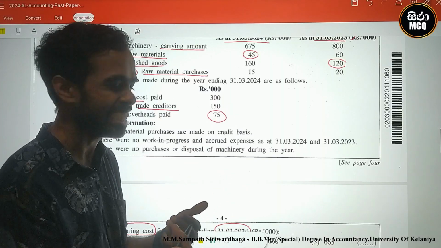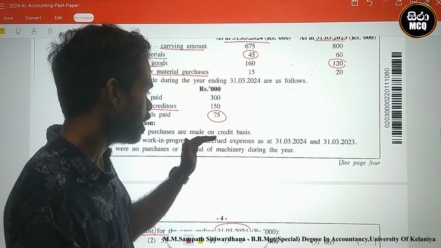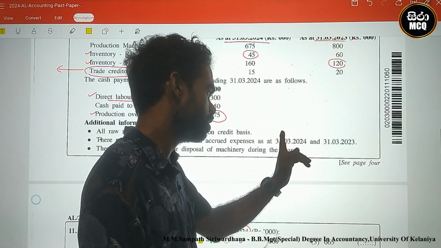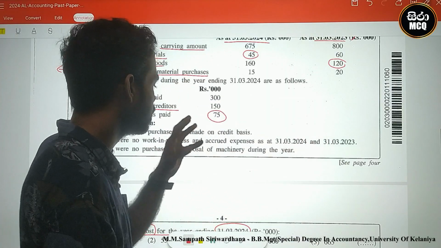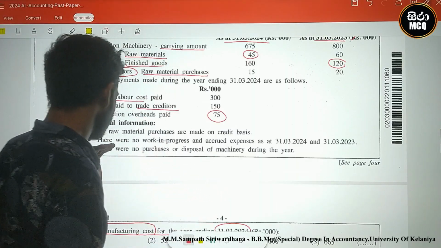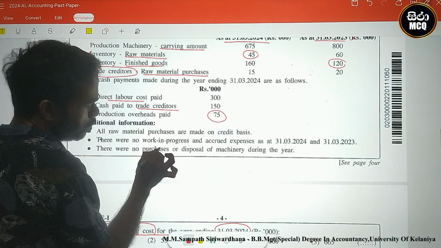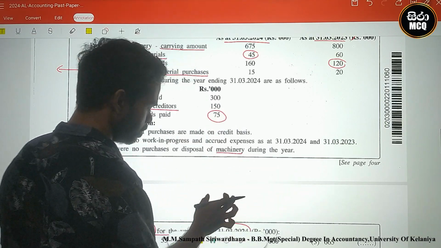Next one is, look here, all raw material purchases are made on a credit basis. There is credit purchasing. There is no work in progress and accrued expenses as at 31st March 2024 closing and 31st March 2023. There is no opening and closing work in progress and accrued expenses. Next one is, there were no purchases or disposals of machinery during the year.